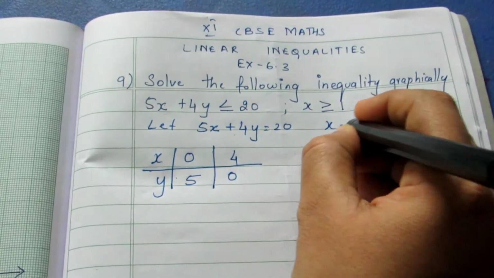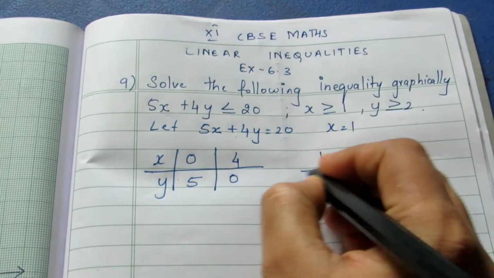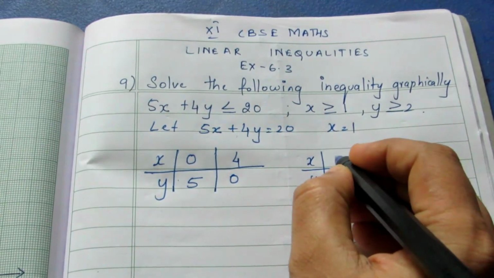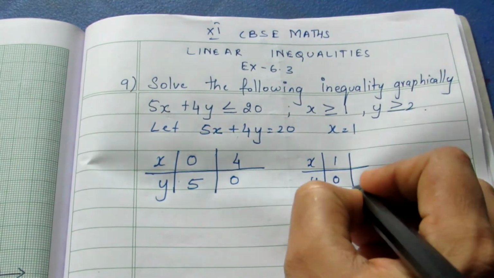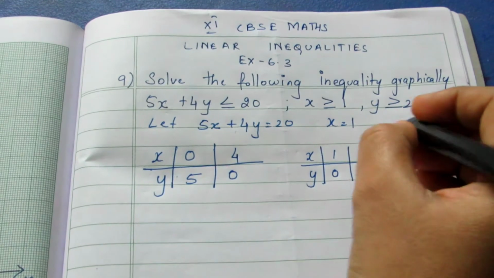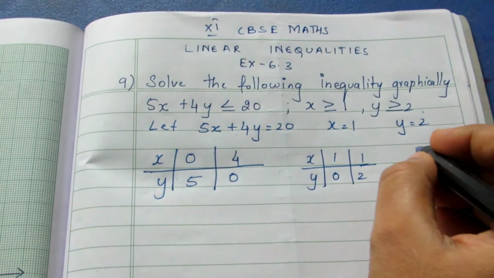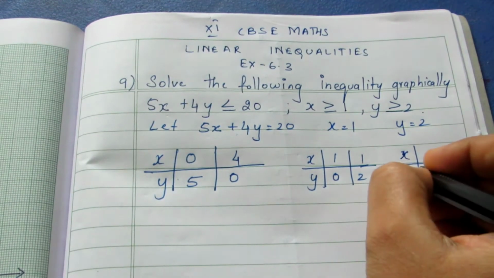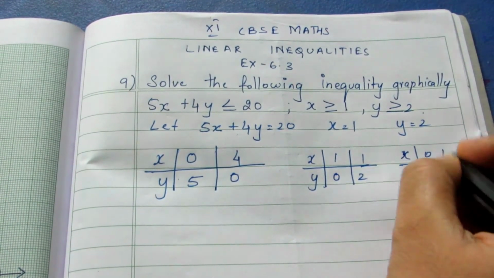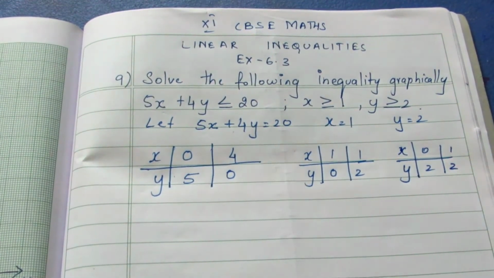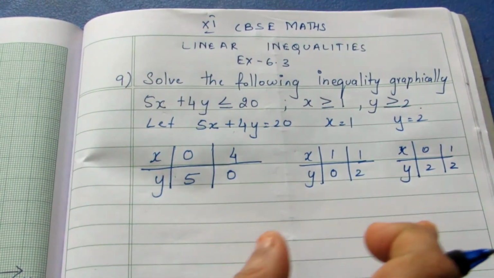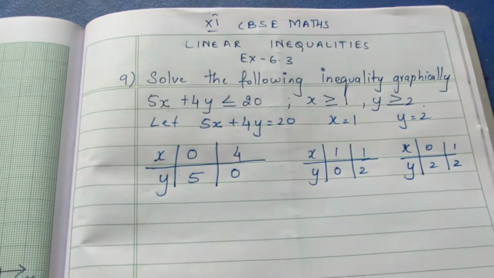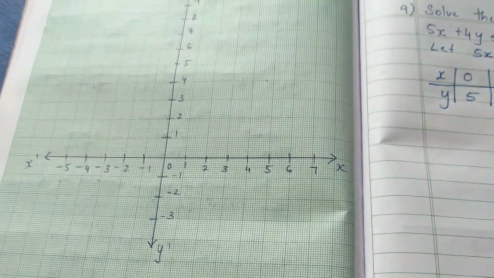The second one, x is equal to 1, so by substituting any value of y, we get x to be 1. The same way for y is equal to 2, by substituting any value of x, my y will be equal to 2. So we can plot the points on the graph. Now let me point it on the graph.